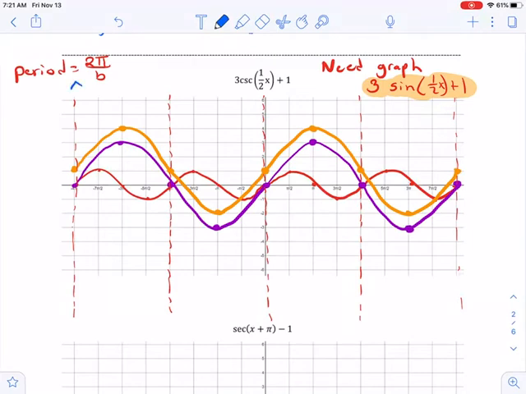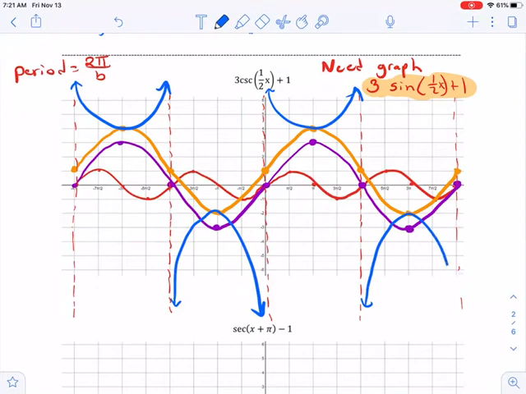All right, so I chose kind of this blue. So this is going to come down, touch, come back up like this, come up, touch, back down. Okay. And then finishing that one off.